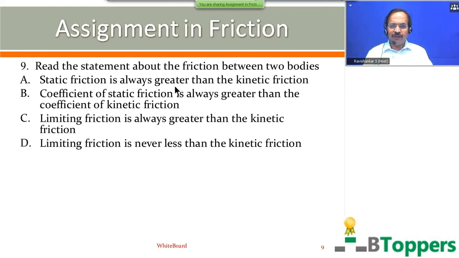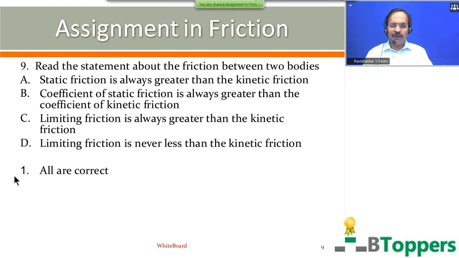Statement A, static friction is always greater than the kinetic friction. Statement B, coefficient of static friction is always greater than the coefficient of kinetic friction. Statement C, limiting friction is always greater than the kinetic friction. Statement D, limiting friction is never less than the kinetic friction.